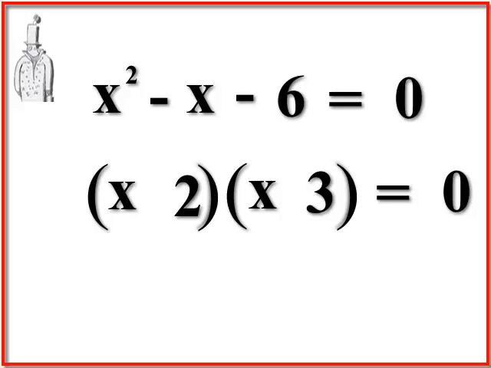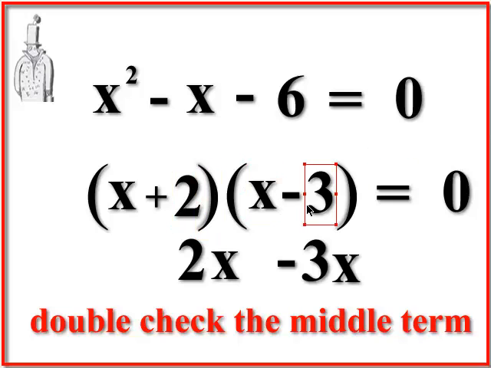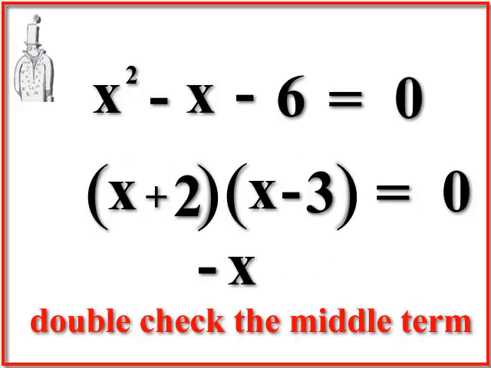It looks like the 3 is going to have to be the negative one because our middle term's a negative number. Let's double check real quick the middle term, because we know what the first term is and we know what the last term is. We already put those together. So 2 times x is 2x. Negative 3 times x is negative 3x. We add them together. We get a negative x. We are good to go.